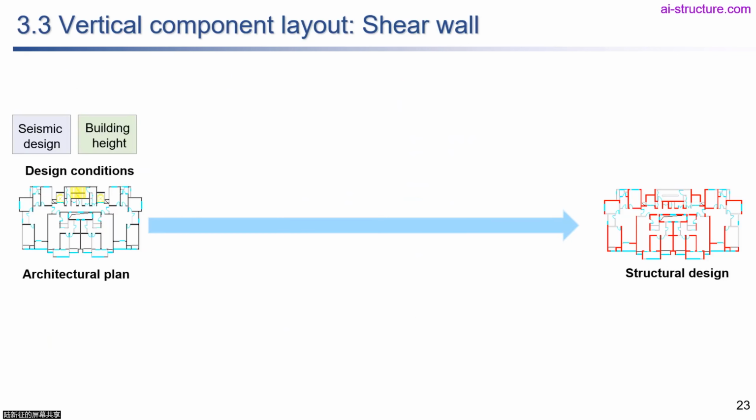You can see how the real world engineer does the job, and then you make the AI follow their steps. So how does the real world engineer lay out the shear wall? It goes like this.